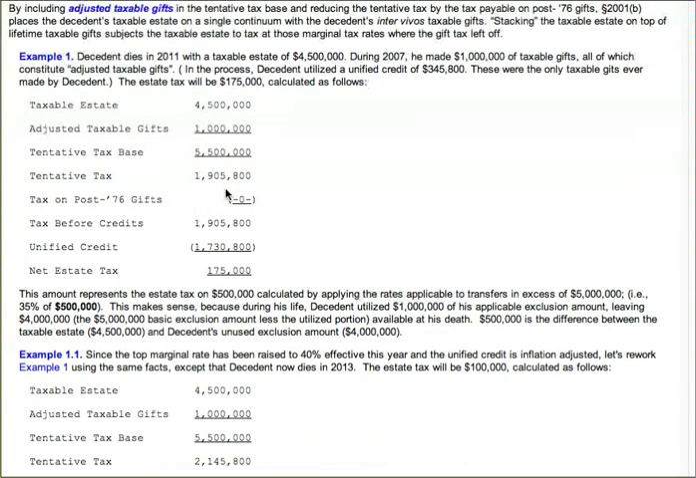You subtract from the tentative tax any tax on post-76 gifts. So in this case, there is no tax. Why? Because there's a $1 million gift that occurred in the year 2007. And remember, for purposes of gifts that occurred in 2007, there was a $1 million unified credit that could be used to offset that gift.